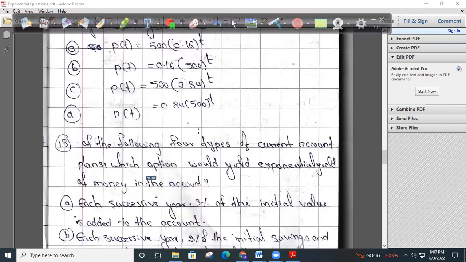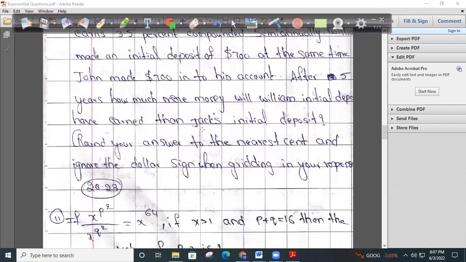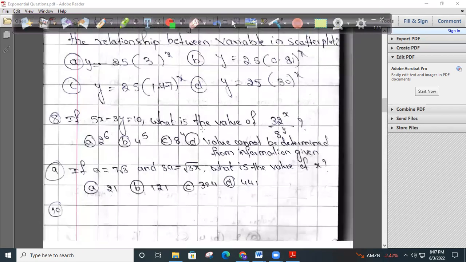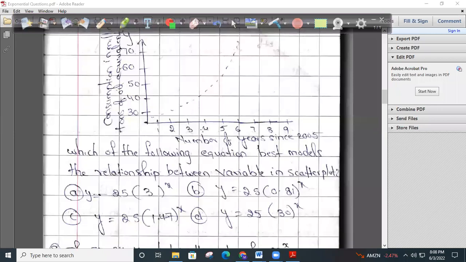There are 2-3 more concepts. Slowly I'll explain in the next class. Right now I'll try to give you one more question on whatever I've been discussing.